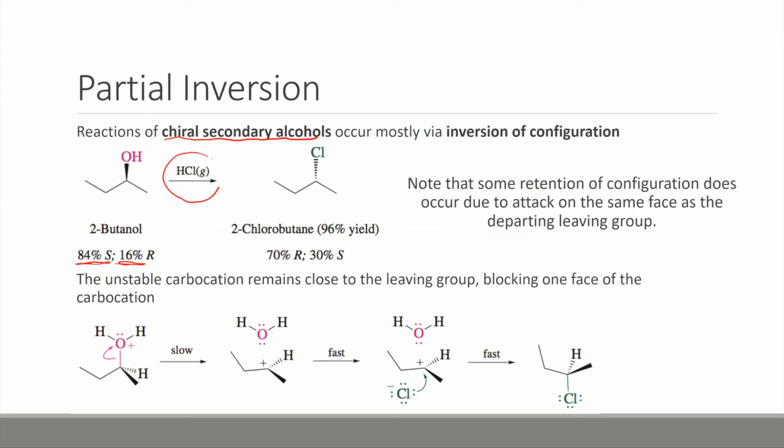We're doing a reaction with HCl and this secondary alcohol, remember. It's going to form 2-chlorobutane. And notice that now in our products, we have more R and less S. So we've done an inversion of the configuration from S to R, and any that were R are now S. So note that this isn't a perfect conversion. We don't end up with, excuse me, 84% R and 16% S.